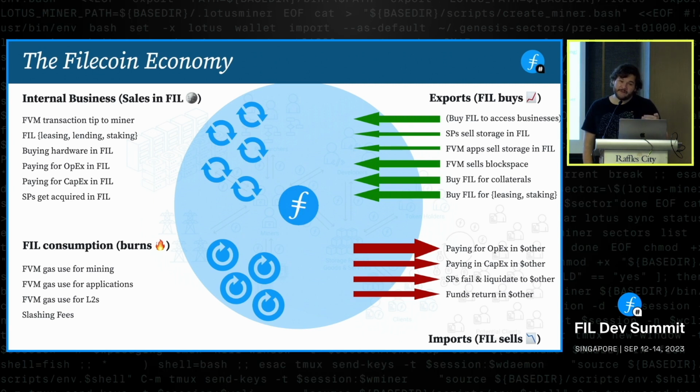So crypto economies have this, or all economies have some notion of burn. You can think of the interest rate of the government as increasing the soaking up of capital, which helps the currency orient closer to the total value of the economy. In Filecoin, you have things like the gas used for mining, the gas used for applications, the gas used for L2s. You have slashing fees and so on. There are many more burn components that will be developed over time.